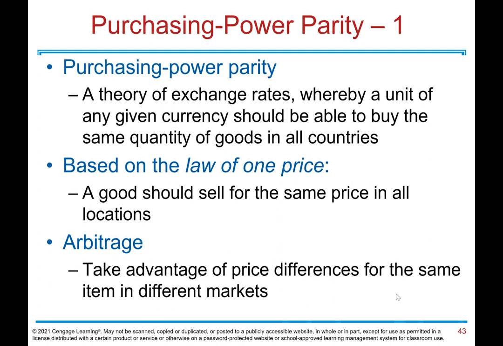Purchasing power parity is a theory of exchange rates whereby a unit of any given currency should be able to buy the same quantity of goods in all countries. It is based on the law of one price; that is, a good should sell for the same price in all locations. How do we define arbitrage? With arbitrage, you take advantage of price differences for the same item in different markets.